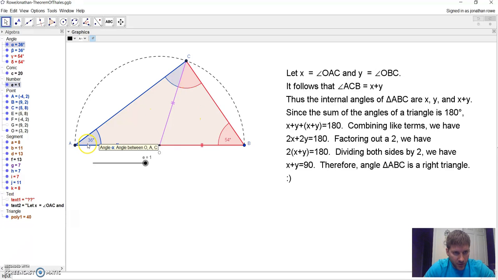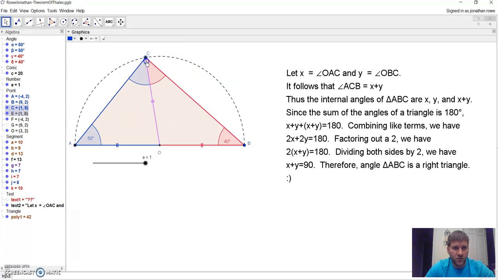So we have 36 and 54, and so this big angle here is going to be the sum of those two angles that we just talked about, 36 and 54. And what's 36 plus 54? It's 90. We have a right triangle. Now, is that always true? Let's see what happens if we move C around somewhere else.